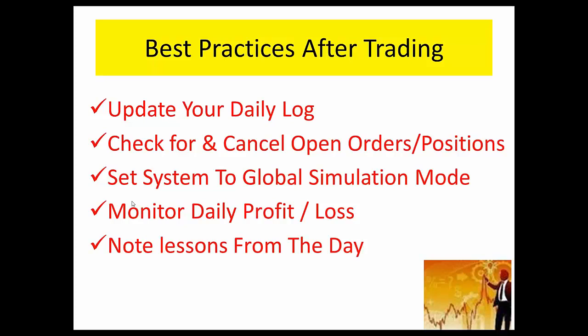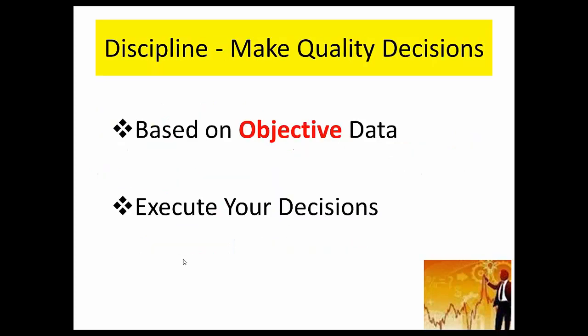With NinjaTrader, you can set your system to global simulation mode. To do that, go to the NinjaTrader Control Center, click on Tools, and put a check mark next to global simulation mode. That will force the system to only trade simulation trades. And of course, again, monitor your daily P&L and note any lessons for the day.